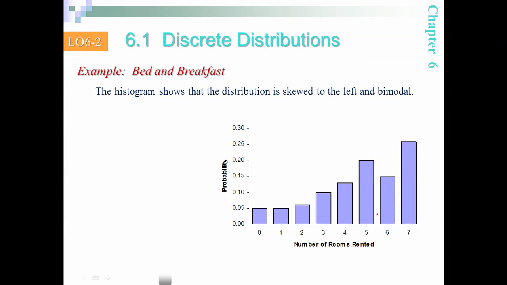So let's look at a histogram of this data. Here we've got all of the probability density, we call this, and we can say what's the mode.